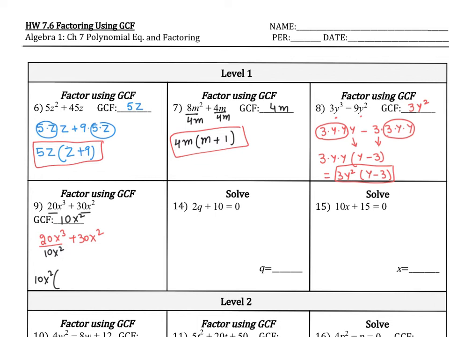What am I left with? 20 divided by 10 is 2. And x cubed divided by x squared, I'm left with x here. So it's going to be 2x plus 30 divided by 10x squared. So x squared cancels. 30 divided by 10 is 3. So 10x squared, and inside you have 2x plus 3.